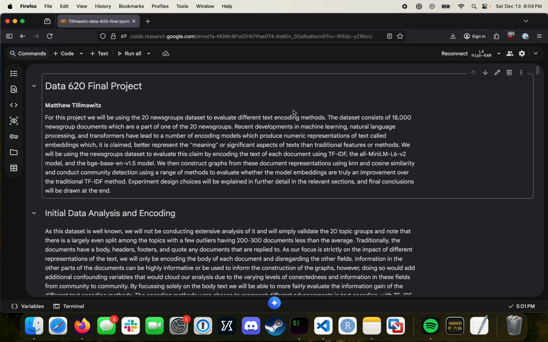For this project, we're going to be using the 20 newsgroups dataset, which consists of 18,000 newsgroup documents, which are each a part of one of the 20 eponymous newsgroups. We're going to be evaluating different text encoding methods.